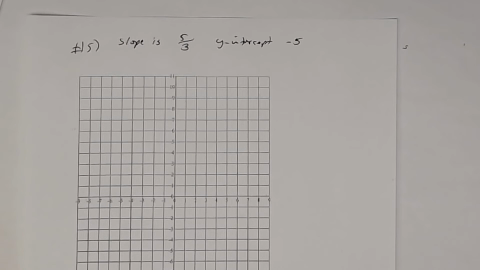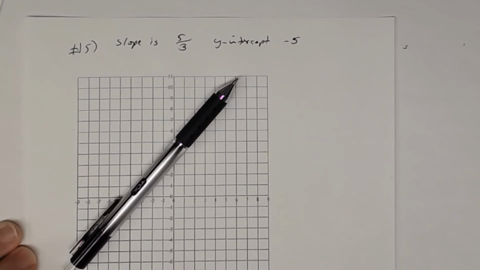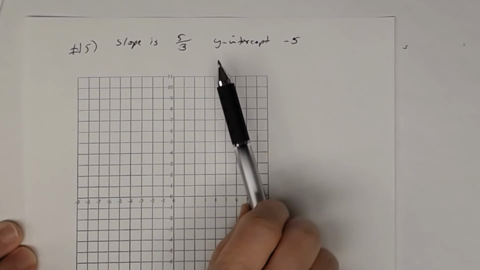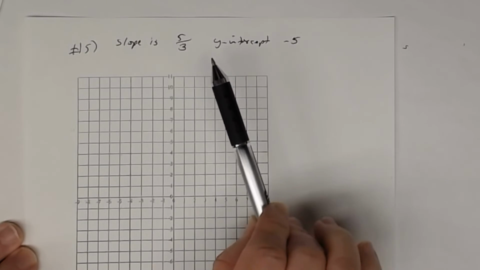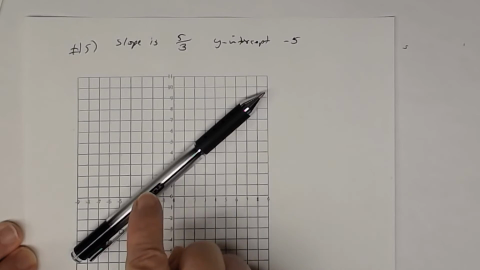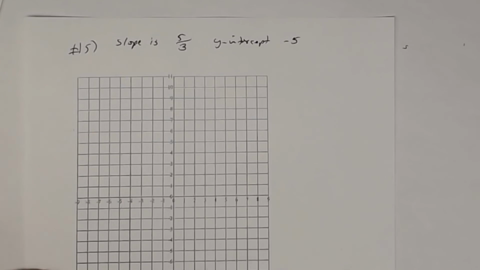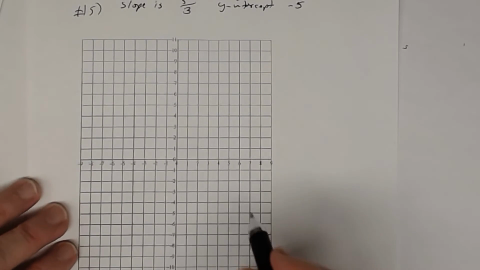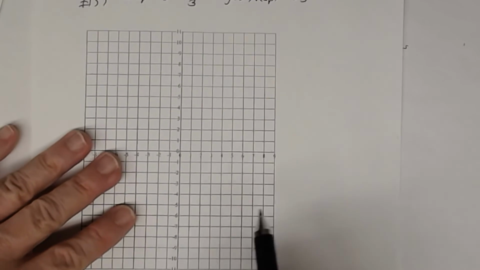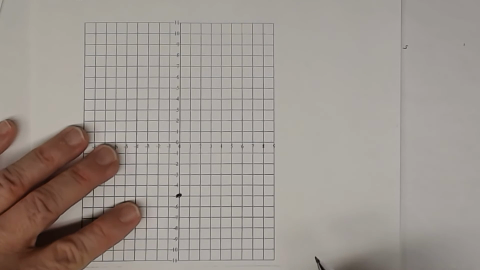So number 5, the slope is +5/3. Hey, it's positive, right? So you know it's going to rise. So keep that in mind. And you know that the y-intercept is -5. Now remember, to graph a line, you need 2 points on that line, right? 2 points. All right, so the y-intercept is one of those points. So let's go ahead and plot the y-intercept first. And so the y-intercept is -5, so that means the graph's going to cross the y-axis at -5. So right here, okay?